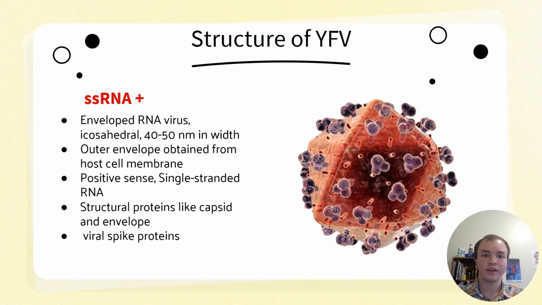The structure of the yellow fever virus is that it is an enveloped, positive-sense single-stranded RNA virus that has an icosahedral shape, enveloped by an outer envelope obtained from the host cell membrane, with a structural protein such as a capsid, and the envelope has viral proteins that are essential for attaching themselves to host cells.